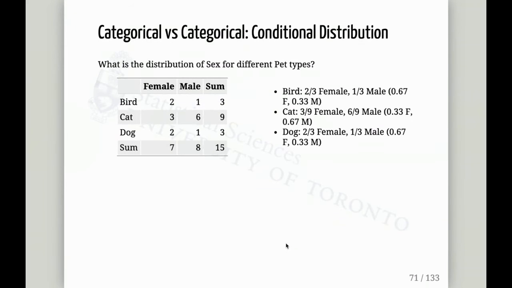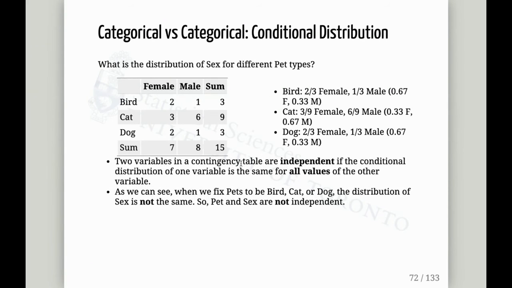What's the distribution for different pet types? If I look at birds, 2/3 is female, 1/3 is male. For cats, 3 out of 9 is female, 6 out of 9 is male. For dogs, 2 out of 3 is female, 1 out of 3 is male. 2 variables in a contingency table are independent if the conditional distribution of one variable is the same for all values of the other variable. As we can see, when we fix pets to be bird, cat, or dog, the distribution of sex is not the same, so pet and sex are not independent.